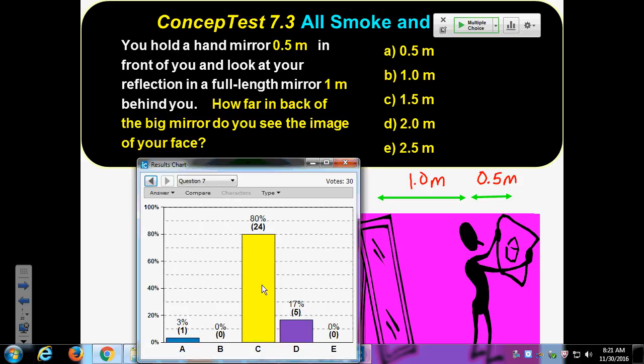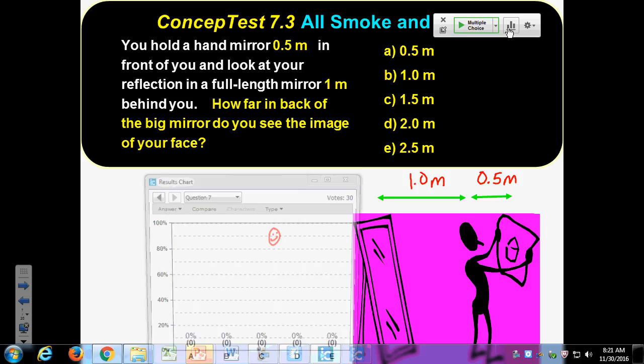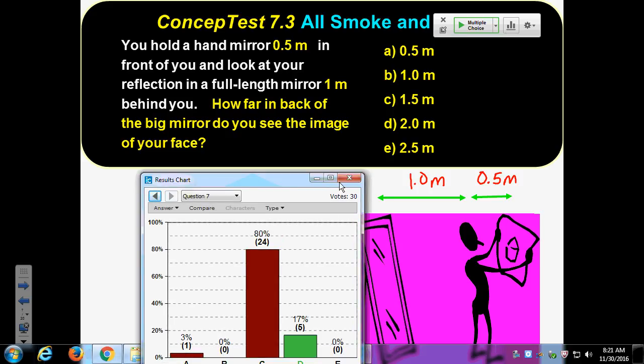Okay, awesome. C is right. It is 1.5 meters. My object is the image in this mirror, which lies 0.5. Oh, wait, no, that's not right. It lies 0.5 meters back here. So you see an image of yourself. The answer is actually 2 meters.